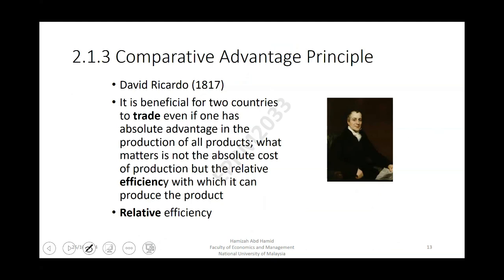According to him, a country is better off trading even if one has an absolute advantage in the production of all products, because what matters is not the absolute cost of production, but the relative efficiency with which it can produce the product. The key word here is relative efficiency, because it is quite related to the absolute advantage principle. A country cannot produce everything, cannot sell everything.